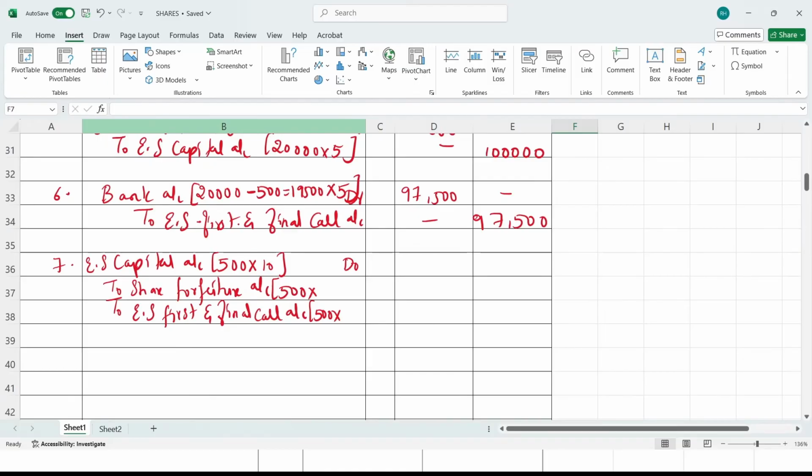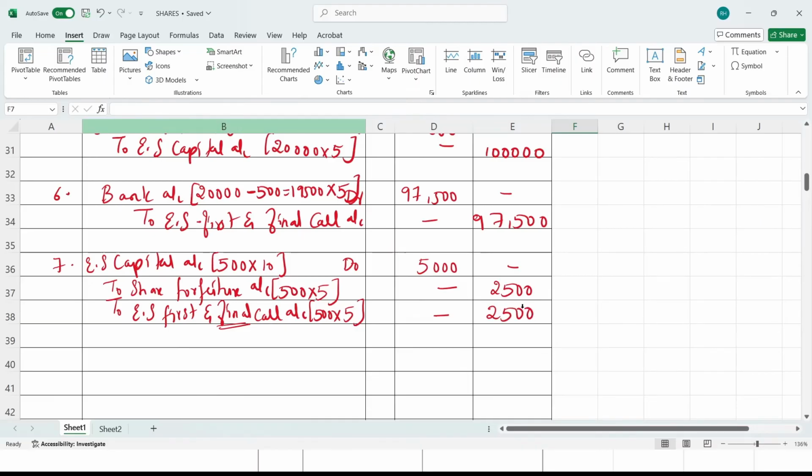And then the first and final call. First and final call you can see here. How much is the first and final call? 5 rupees. Now 10 minus 5, you have to write it here. Understand? First, share capital face value 10 rupees. First and final call 5 rupees. 10 minus 5 is 5, in the middle for forfeiture. Okay. 500 into 10 is 5000. 500 into 5 is 2500. 500 into 5 is 2500.